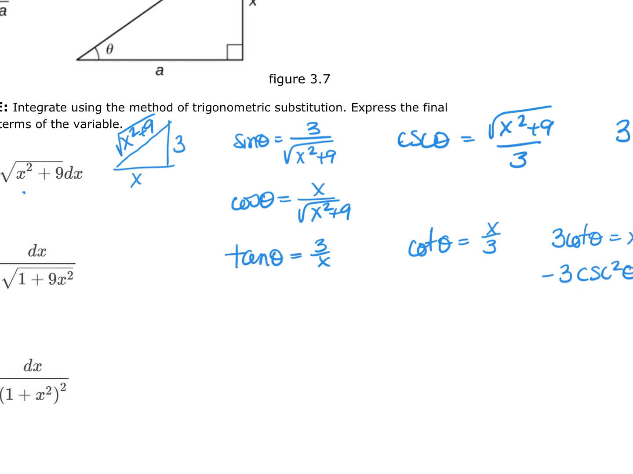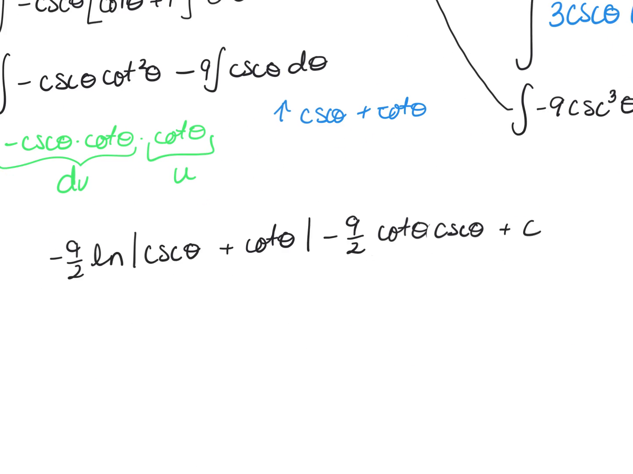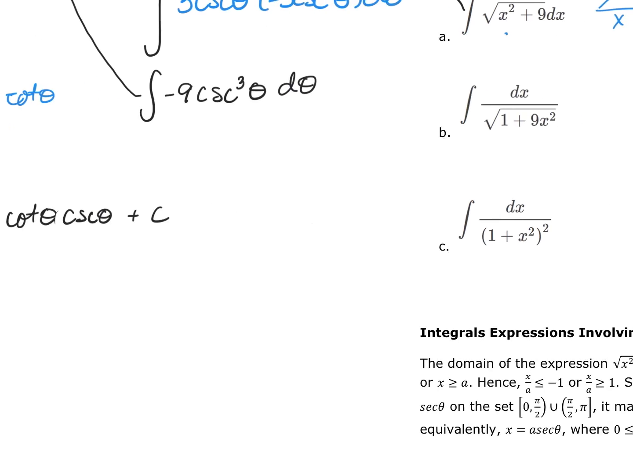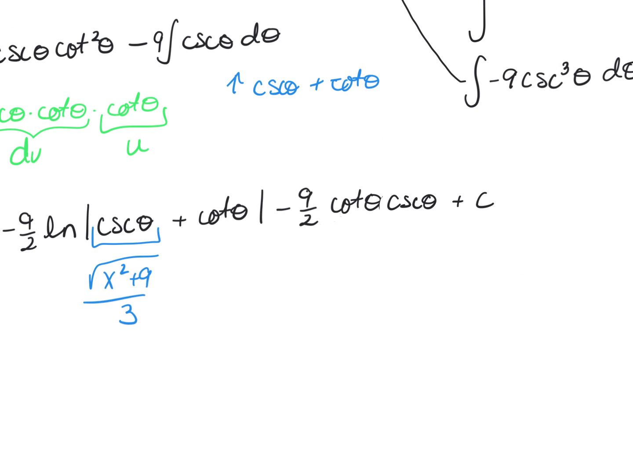Everything needs to go back in terms of x's and y's and 9s and 3s, instead of sine and cosine. So I have a replacement for cosecant that is the square root of x squared plus 9 over 3. So this then gets replaced with the square root of x squared plus 9 over 3. The cotangent, if we come back over here, our cotangent gets replaced with x/3.